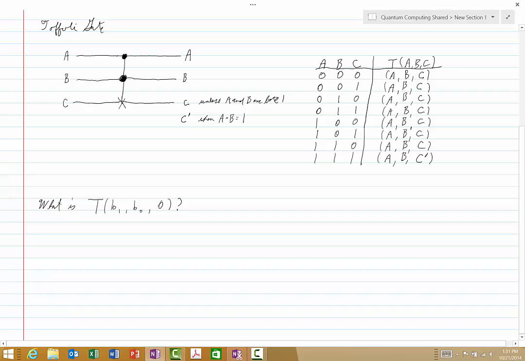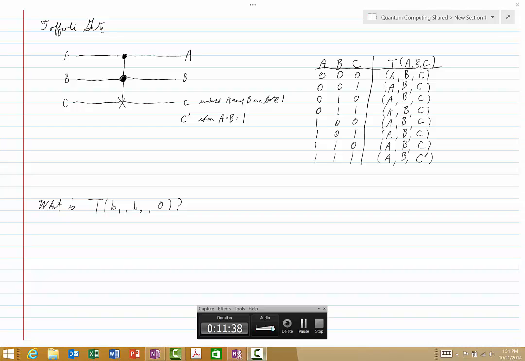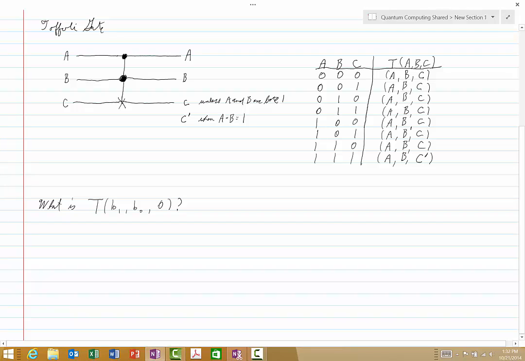Well, the answer to this is that it will be equal to B1, B0, and 0, except when B1 and B0 are both 1, in which case it will be B1, B0, 1.